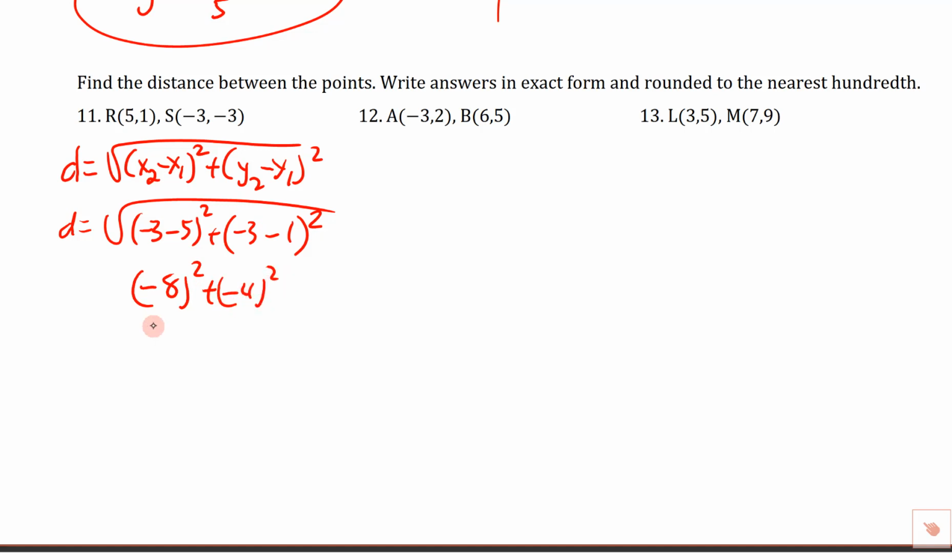So when we put these together, we get a 64. When you square that, you get 64. Square this, we get 16, and then we get an 80 put together right there. Now, I am going to bring back that square root because the answer is the square root of 80, but we want to make sure that it's simplified, and we want to write the answer as an approximate decimal here.